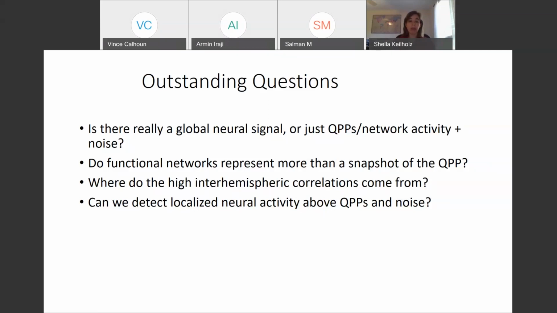And then I think the really big question is, can we detect localized neural activity beyond what we see with the QPPs or the network activity and noise? I think that's still very open. Right now, coactivation patterns at least look like they're partly driven by QPPs. That's a very new analysis, and we haven't figured out the extent to which there might be other contributing factors yet. But I think that's very open and also very relevant for the field of resting state fMRI.